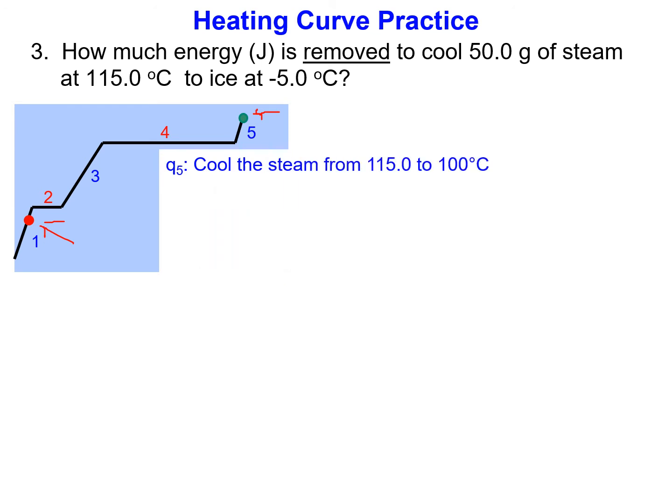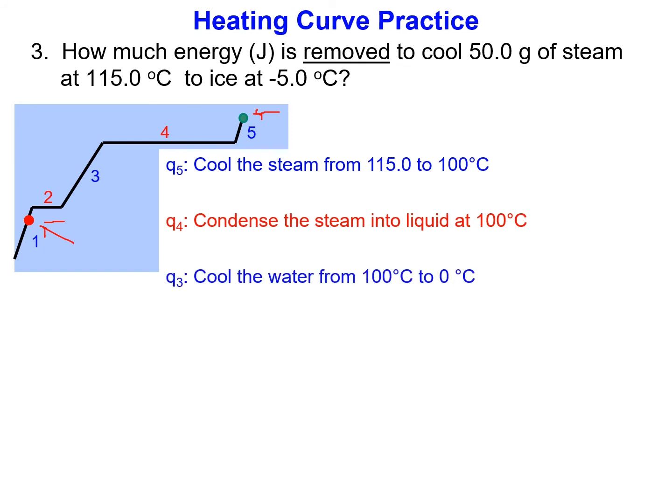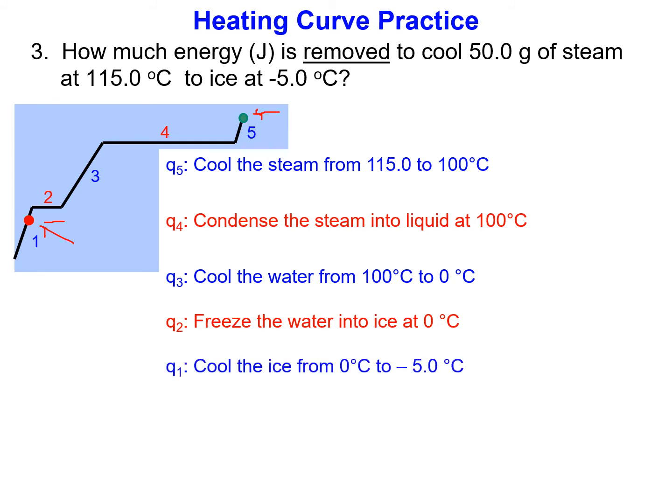So you first cool the steam. Notice there's a change of temperature. You need the heat capacity of the steam. When you condense the steam, you don't need the change in temperature. You just need the heat of vaporization. Cooling the water, you're going to need the heat capacity of the liquid. Freezing the water into the ice, you just need the heat of fusion. And then cooling the ice, you'll need the specific heat of the ice.